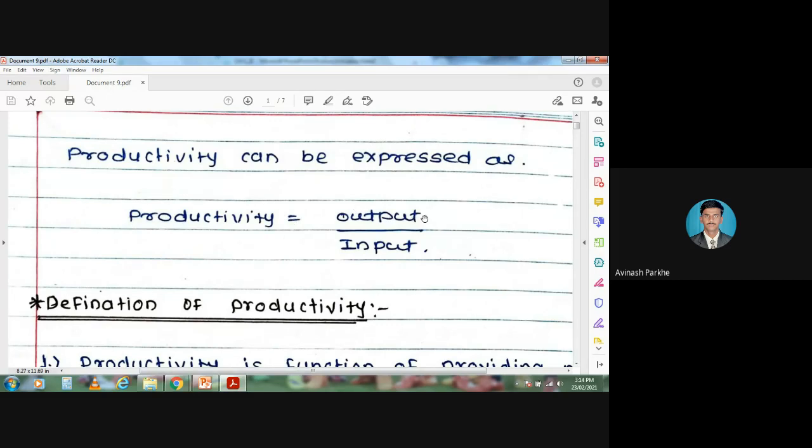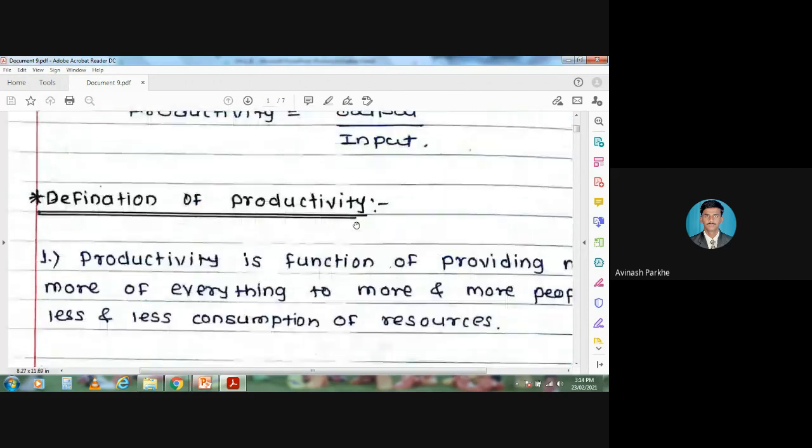If I have to increase the output, and to increase that output I also increase the inputs, we can say that the output increases, but we cannot say that the productivity will increase. Only when the output is maximum with a minimum number of inputs can I say that productivity has increased. Therefore, please keep in mind one basic formula: productivity is equal to output upon input.